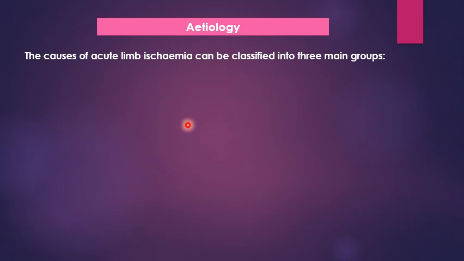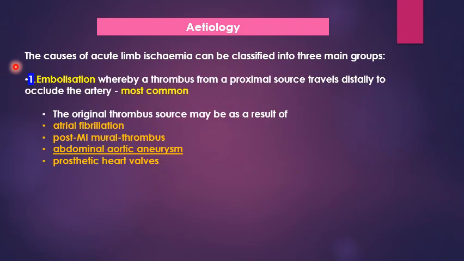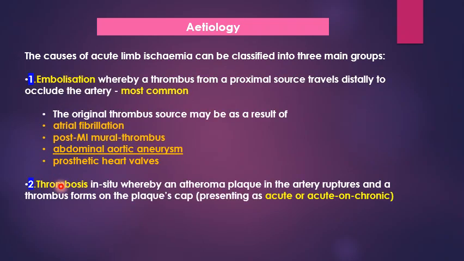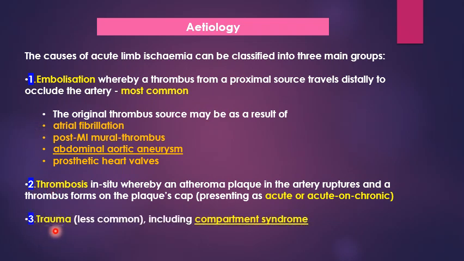Okay, next we go to the etiology, the causes of acute limb ischemia. This can be classified into three main groups: embolization, thrombosis, and trauma. Of these, embolism is the most common, whereby a thrombus from a proximal source travels distally to occlude the artery. As the artery becomes more distal, the lumen becomes smaller, so thrombus can block the distal branch of an artery.